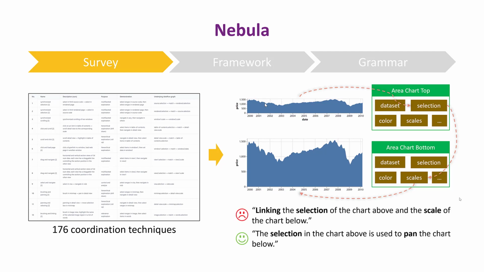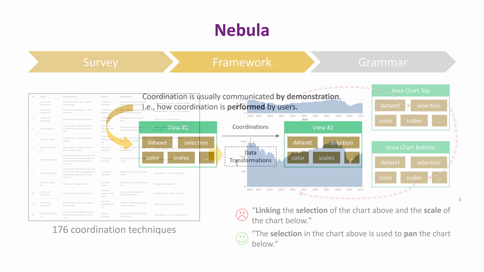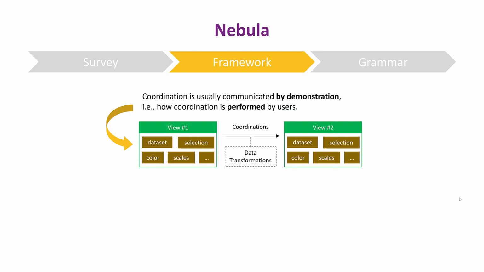Specifically, users usually do not use sentences like linking the selection of the chart above and the scale of the chart below to introduce coordination. They prefer to say the selection in the chart above is used to pan the chart below. Based on the observation and the traditional coordination model of data flow graph, we developed an intuitive demonstration-driven coordination framework.